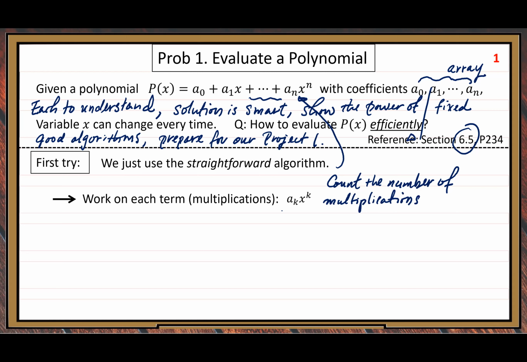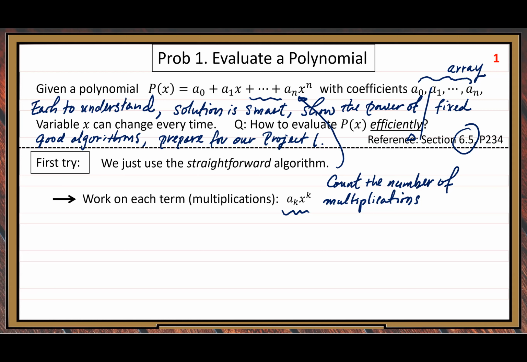For this typical term, how many multiplications do we need? That's a counting problem. Our first small subproblem is a counting problem.